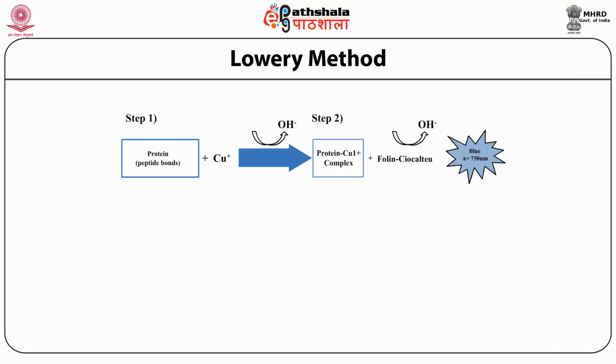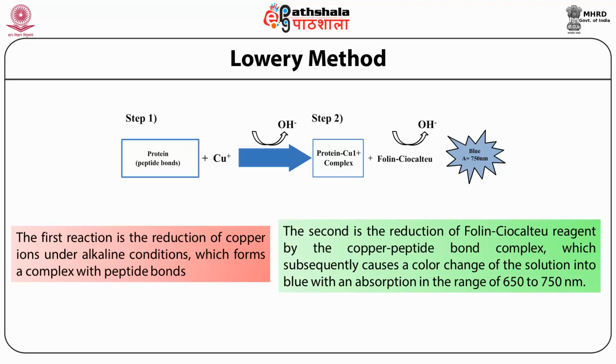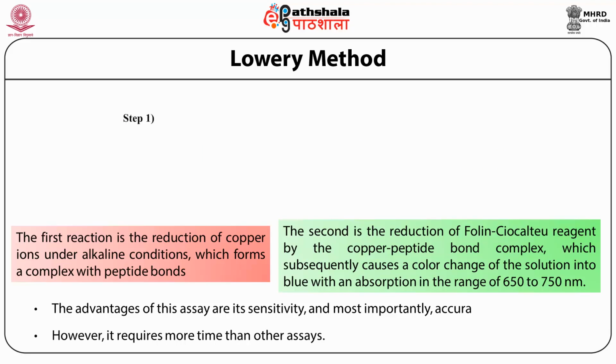We discuss the steps of the Lowry method. You can see here that the first step is the reduction of copper ion under alkaline conditions, which forms a complex with the peptide bond. In the second step, the Folin reagent is reduced by the copper-peptide bond complex, which subsequently causes a color change of the solution to blue with an absorption in the range of 650 to 750 nanometers. The advantages of this assay are sensitivity and, most importantly, accuracy. However, it requires some more time than the other assays.